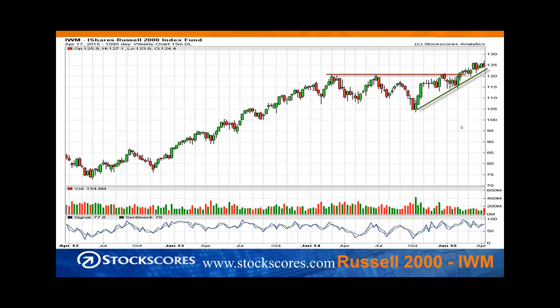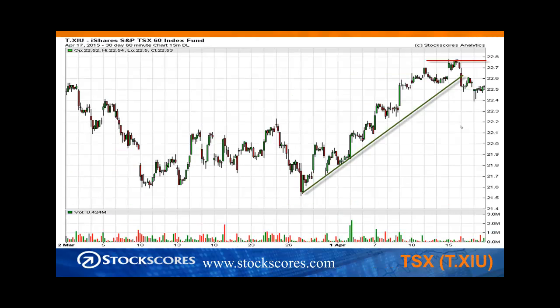So the small caps are outperforming the large caps, and I think that's where you want to trade in the US. In the Canadian market, we had a pretty good rally underway over the last 2 weeks, but it was broken on Friday by that weakness in the global markets.